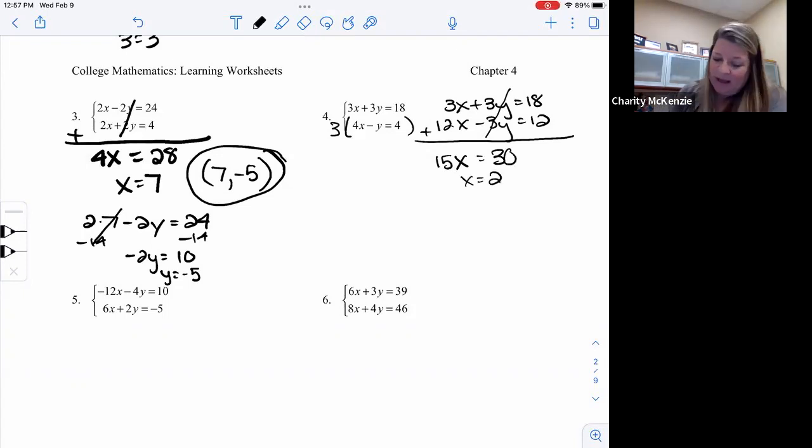All right, so then we plug that 2 back into any equation. I'll just use the top one, that's fine. So 3 times 2 plus 3y equals 18.